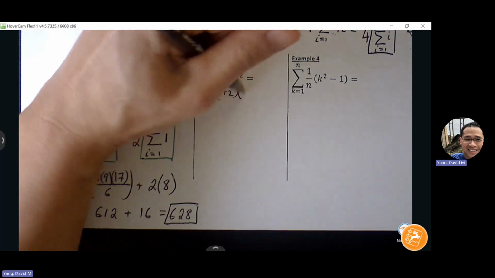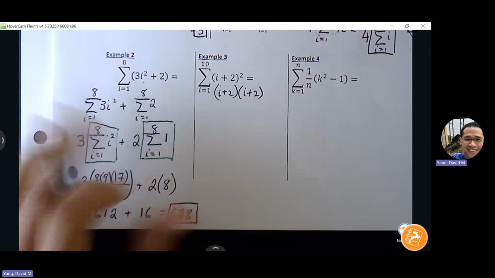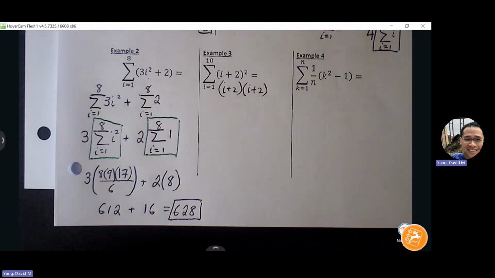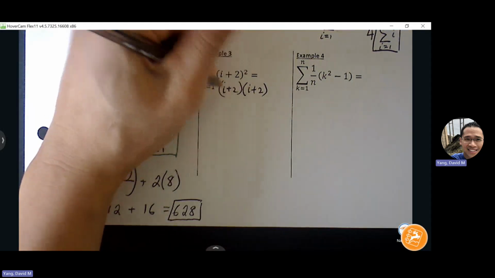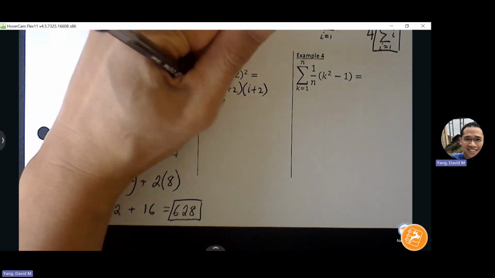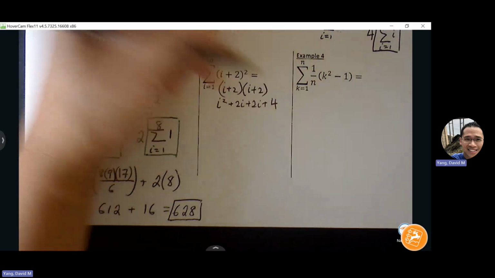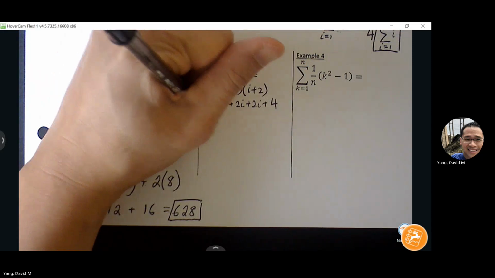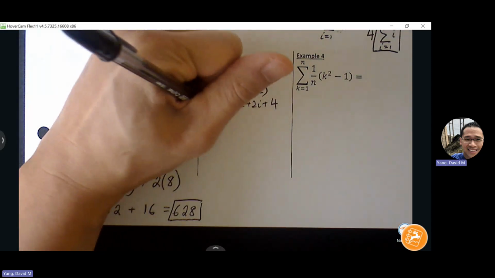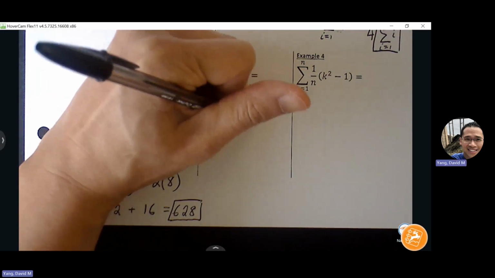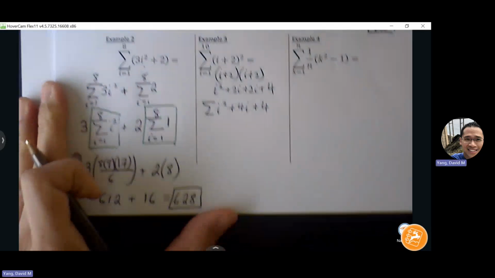Let's FOIL this out. Let's get everything nicely separated before we decide how we're going to separate them. So this becomes I squared plus 2i plus 2i plus 4. So now it's a lot more clear, right? I squared plus 4i plus 4.